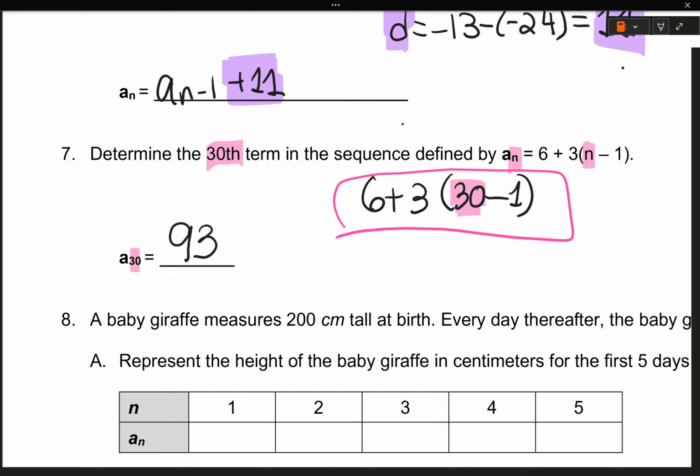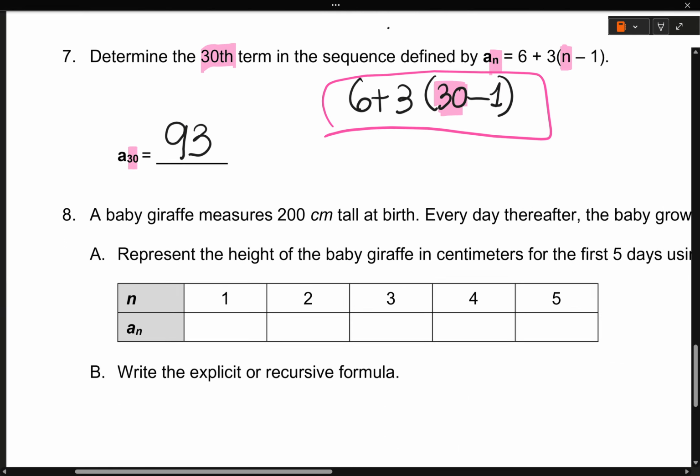Double check. The most common mistake I see is that students accidentally click a negative sign instead of a minus sign when subtracting 1. Be very careful. It will mess up your answer.